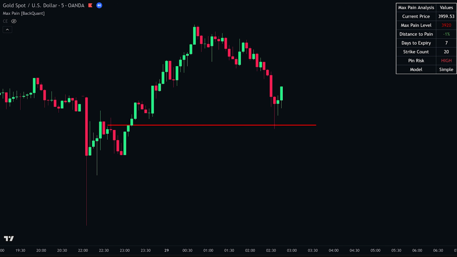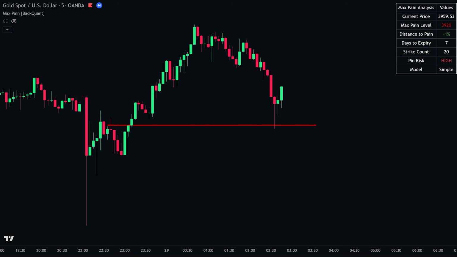Let's go through 3 powerful trading setups you can use with this tool. Setup 1. Rejection from the max pain line. For a buy trade, you want to see price dropping down toward the red max pain line and then rejecting it strongly. This tells you that the max pain level is acting as support, and buyers are stepping in around that zone.